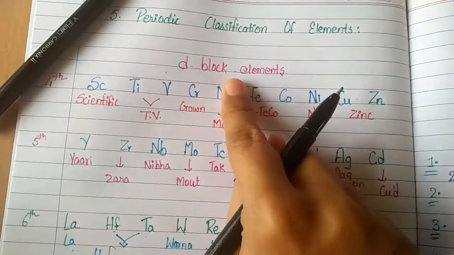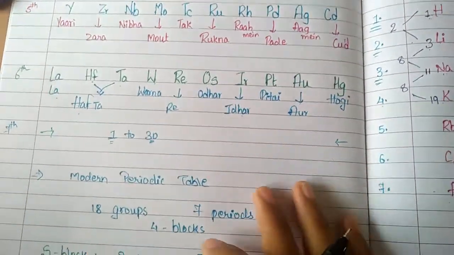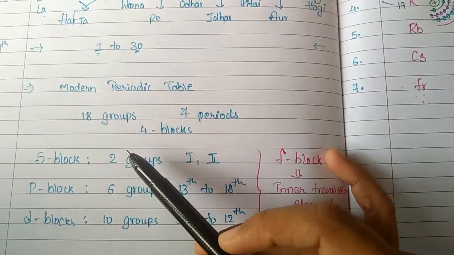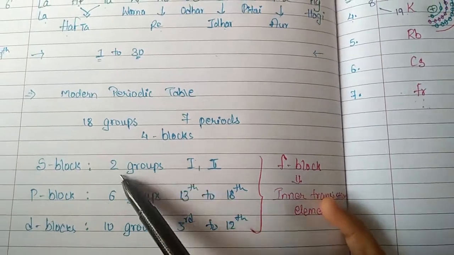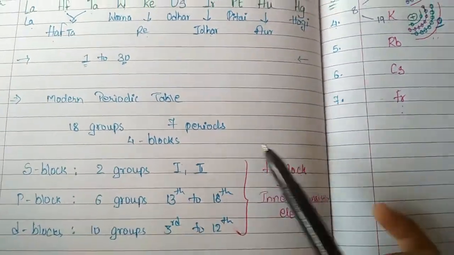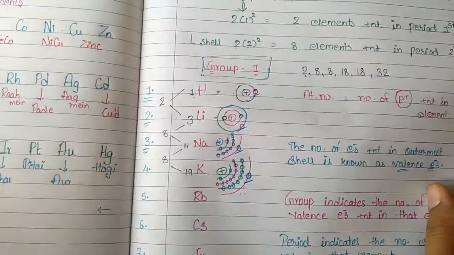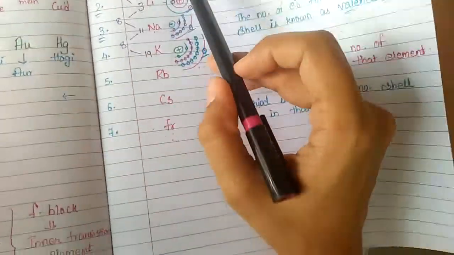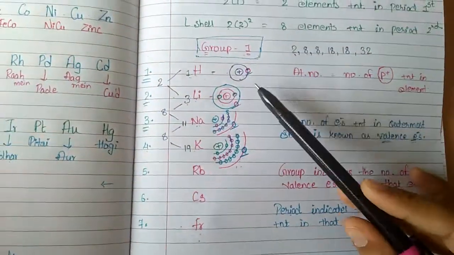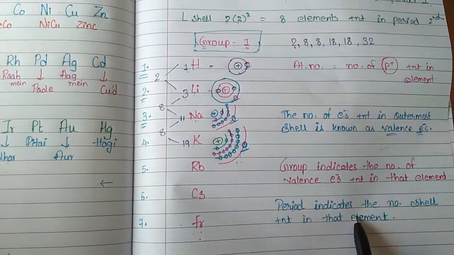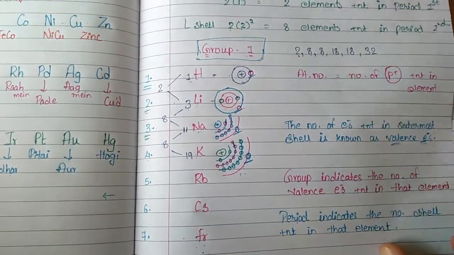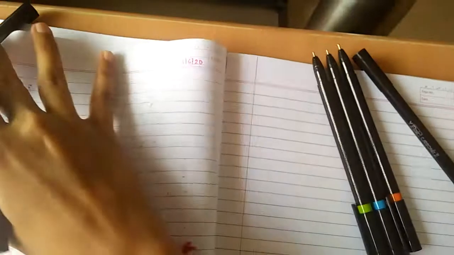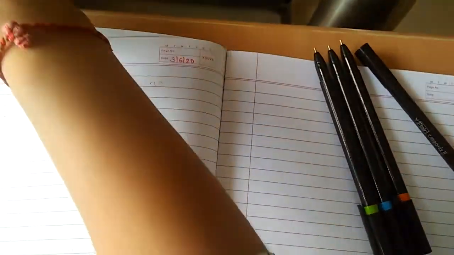Yesterday what we have learned is d-block elements. Then we have seen the number of groups present in each block, and we understood what the group indicates and what the period indicates. So today we will learn the trends in the modern periodic table.